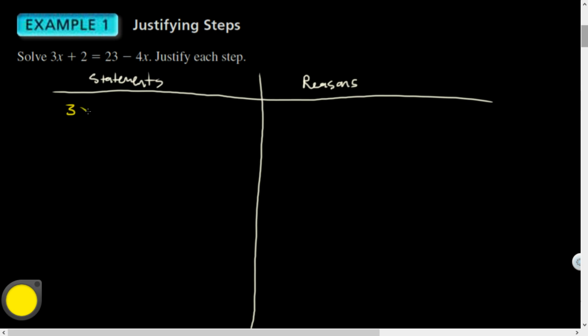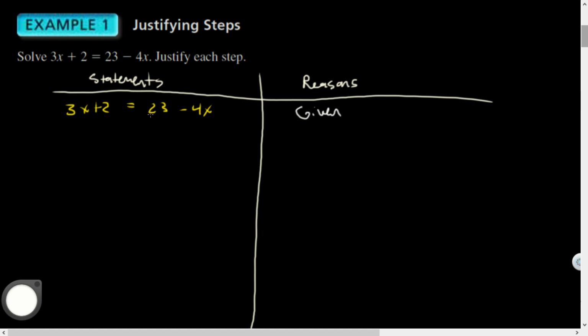So here we go. The original statement, 3x plus 2 equals 23 minus 4x. The reason that's true is someone told me so. Given. That's the gimme right there. Seriously, for the rest of this course, when we're doing proofs, given. You've got to at least get the given, guys.